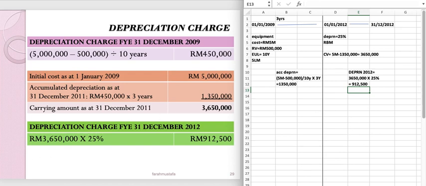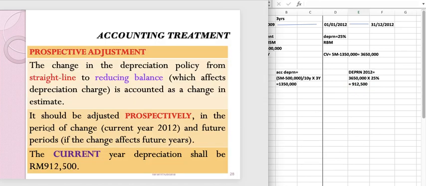All right. So how do you answer the accounting treatment? You will say that the change in the depreciation policy from straight line to reducing balance is accounted as a change in accounting estimate. So it should be adjusted prospectively, that is in the period of change, the current year 2012, and a future period if the change affects the future years. In this case, of course, the equipment will continue to be depreciated in 2013, 14, 15. So that's why it says here the period of change and the future periods.